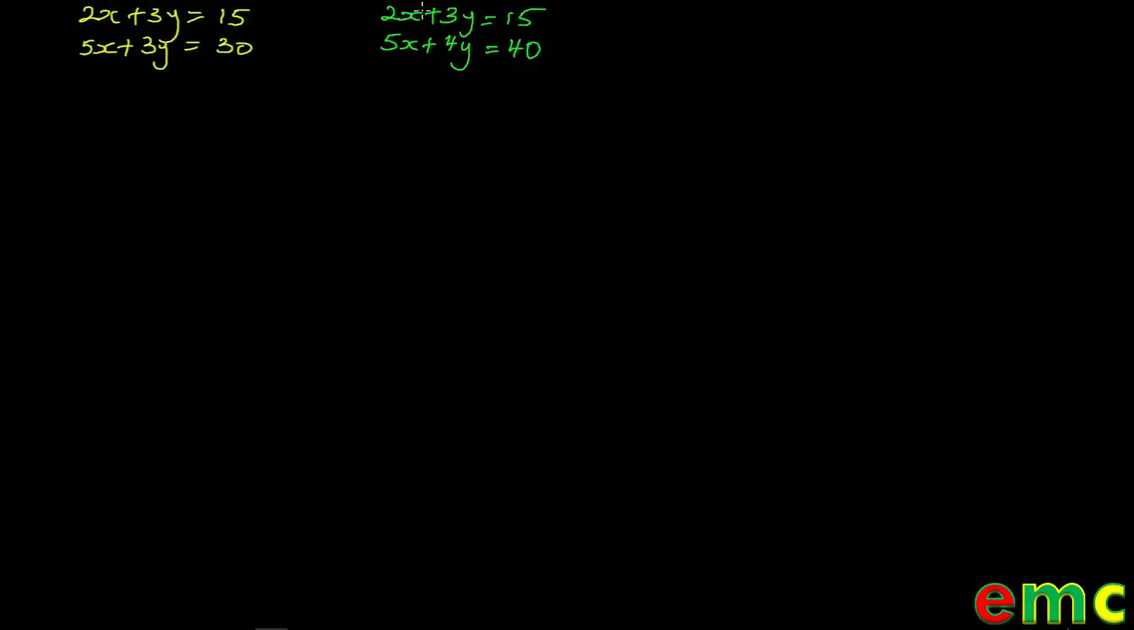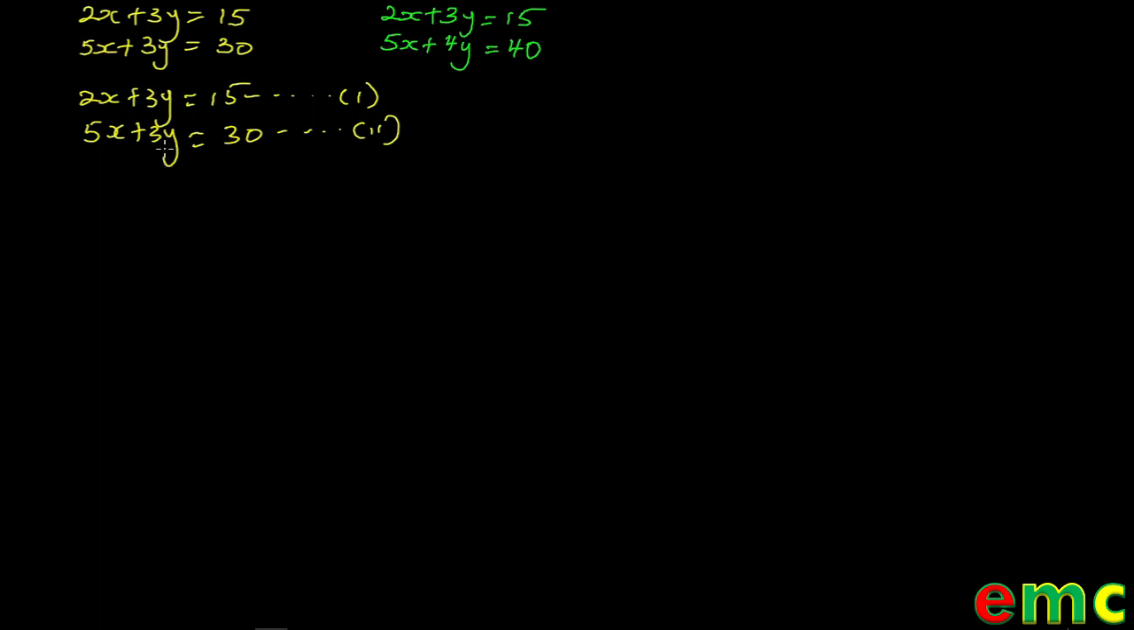In using the elimination method to solve a simultaneous equation, the first thing we do is find a way to equate the coefficient of one of the unknowns, so that either by addition or by subtraction, we'll be able to eliminate that unknown. From the first example, we have 2x plus 3y equal to 15. That gives us our equation 1. And we have 5x plus 3y equal to 30. And that gives us equation 2.